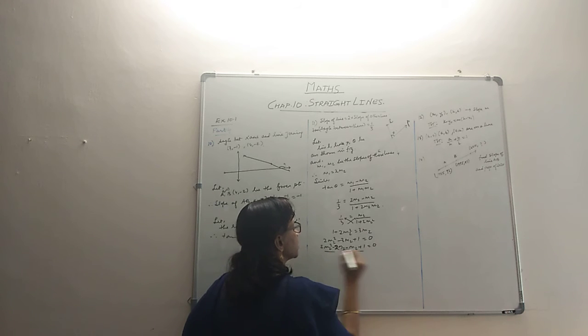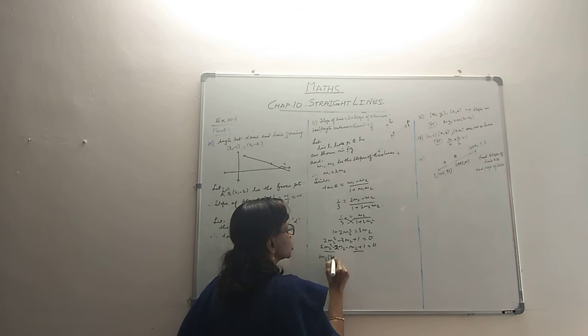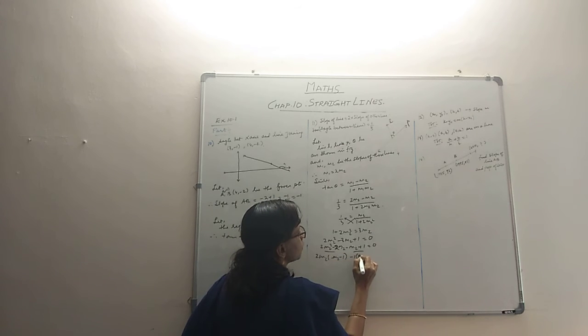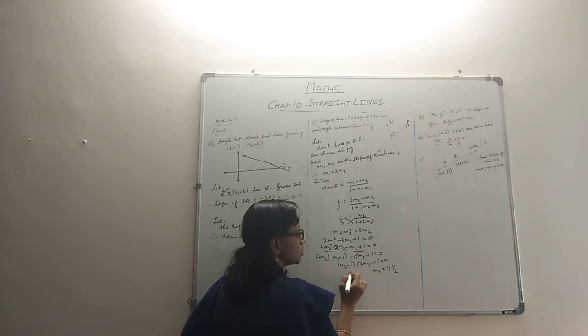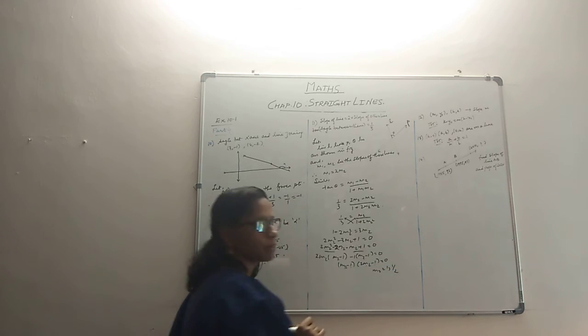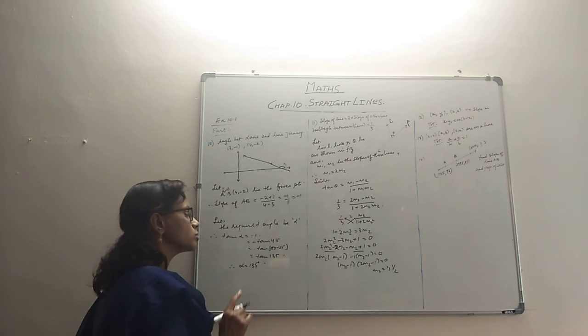Then we have this equation: m² common, 2m² minus 1 and minus 1 common, m² minus 1. You have (m² minus 1) into (2m² minus 1). You can have it solved. m² can become 1 and it can become half. When this becomes 0, it will become 1. When this becomes 0, it will become half. So you have got the m² values as 1 and half.